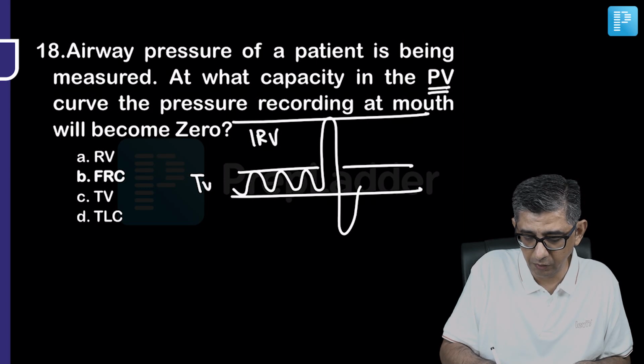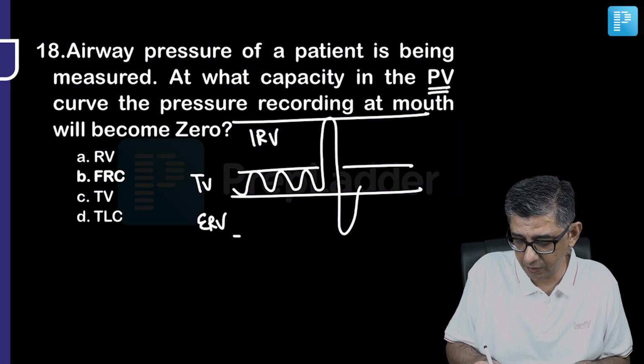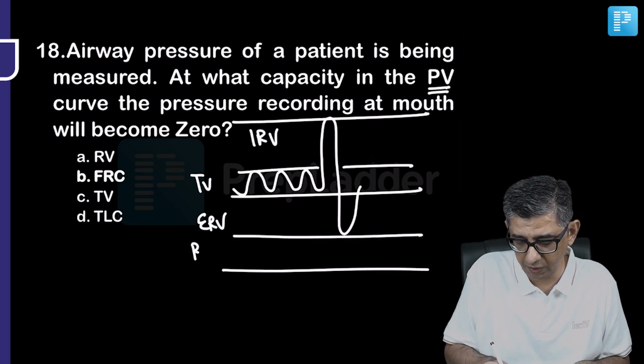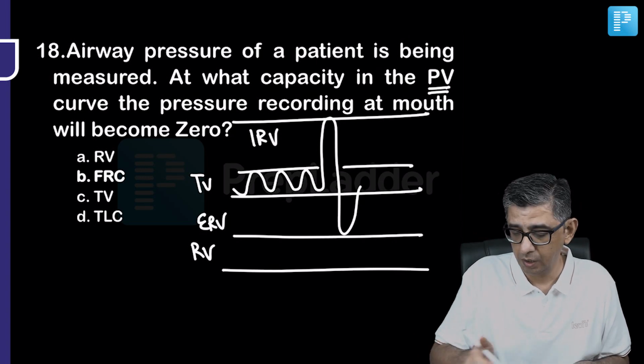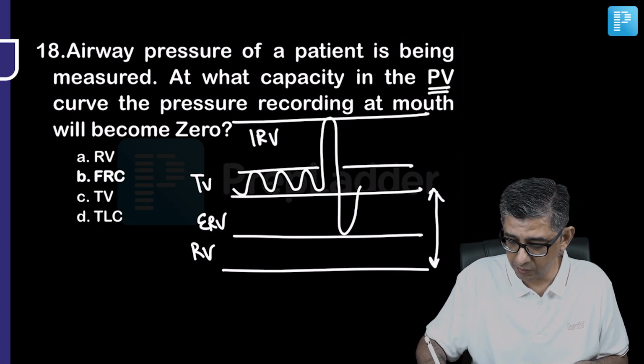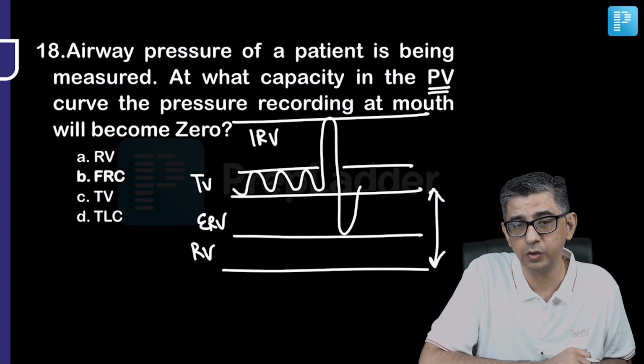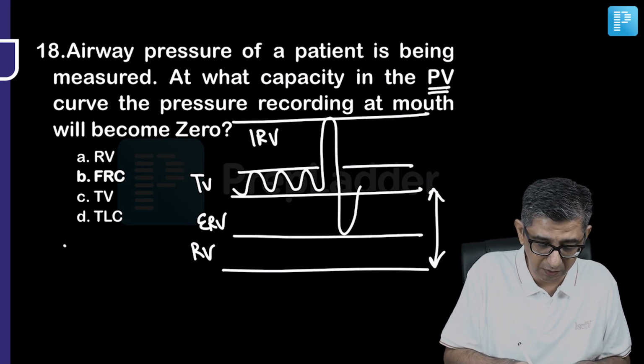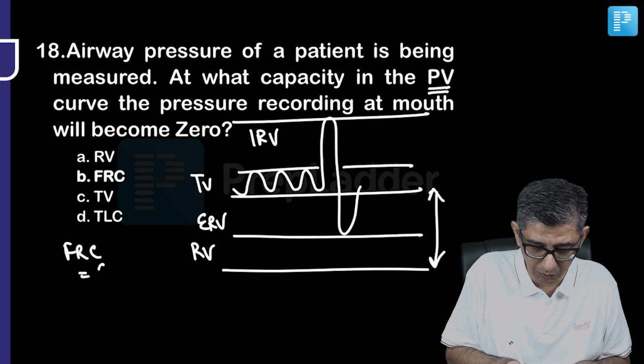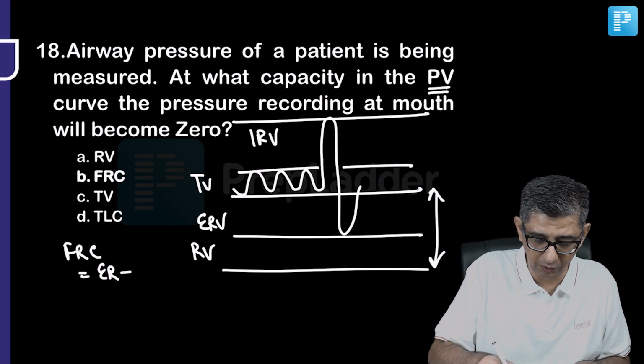Then we have tidal volume, then we have expiratory reserve volume, and still there will be some air remaining behind in the lungs, that would be residual volume. Now the combination of these two is what is called FRC, that is functional residual capacity. FRC is a combination of these two, that is expiratory reserve volume and the residual volume.